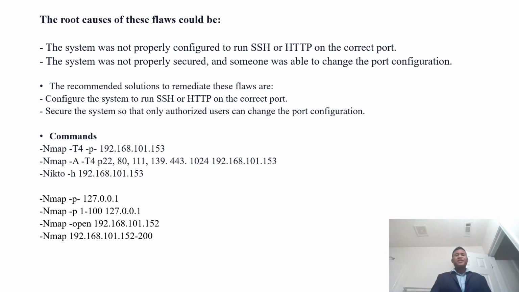The root causes of these flaws could be that the system was not properly configured to run SSH or HTTP on the correct port, or the system was not properly secured and someone else was able to change the port configuration. The recommended solutions to remediate these flaws are to configure the system to run SSH or HTTP on the correct port, and secure the system so that only authorized users can change the port configuration.